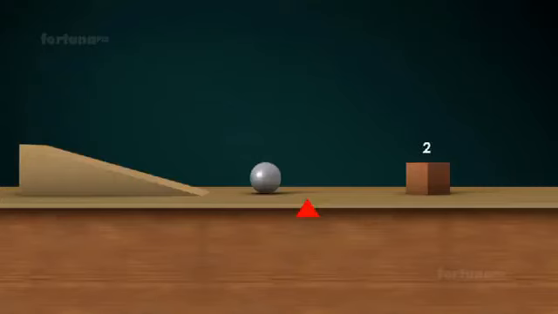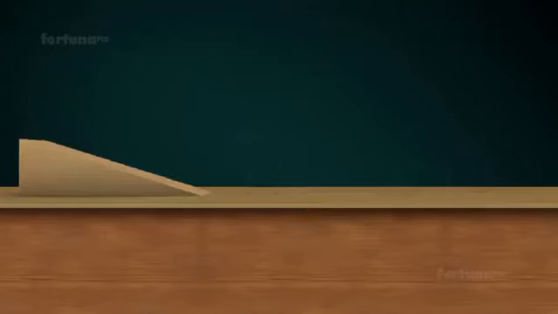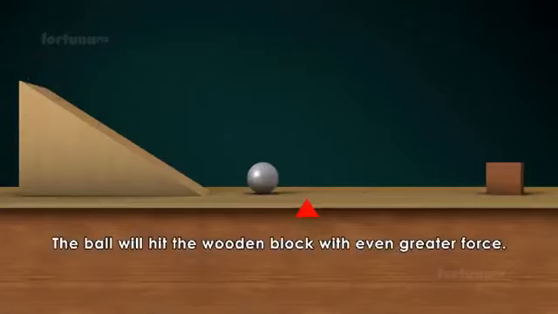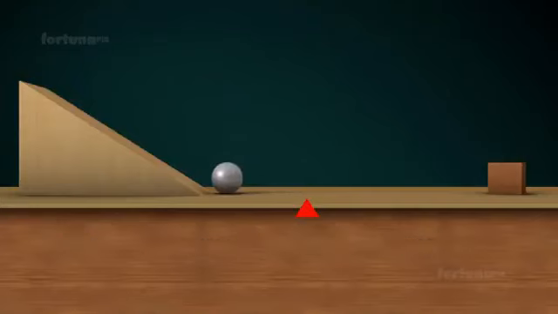But note the new position of the object. This time, it has been moved farther than before. Now, let's increase the inclination of the plane and return the wooden block to its original position. Place the ball at the top of the incline, letting it roll freely downhill. The ball will hit the wooden block with even greater force, pushing it much farther.